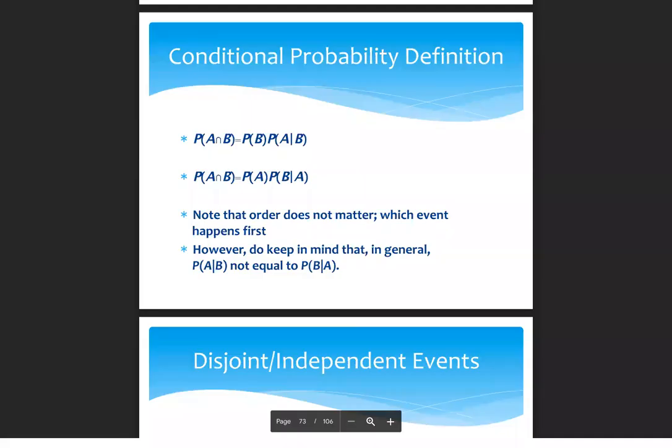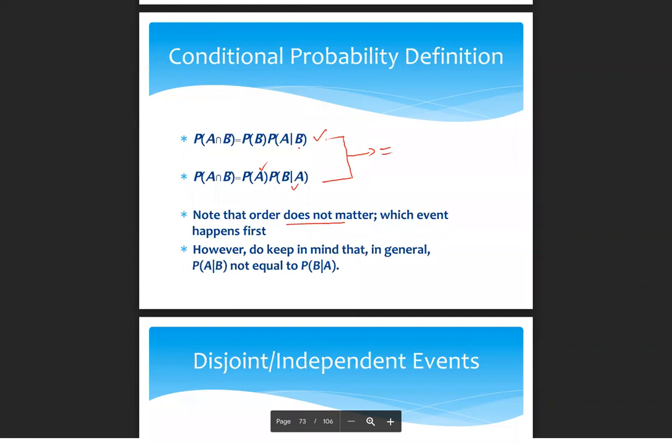And let's see what we got here. So this is exactly what I've got here. Probability of A intersection B is probability of B times probability of A given B, or probability of A intersection B is probability of A times probability of B given A. And then I went ahead and equated these two and derived Bayes theorem.